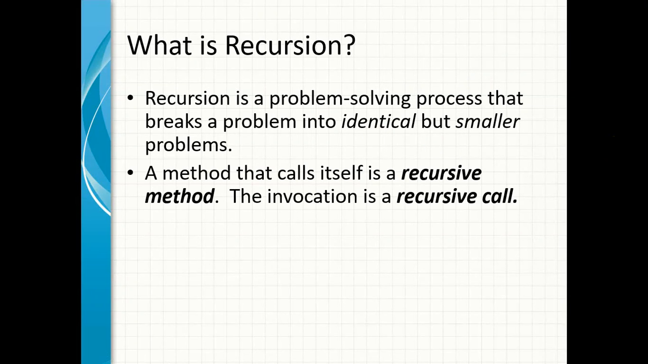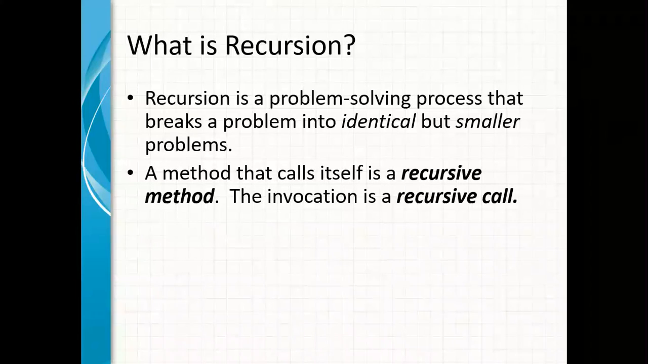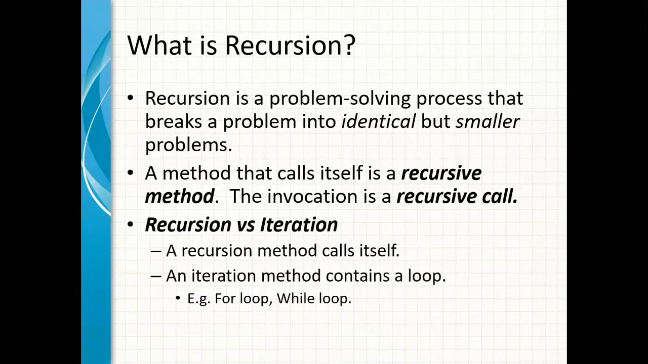A method that calls itself is a recursive method, and the invocation is a recursive call. So there are two terms you need to distinguish. One is recursion, and another one is iteration. Recursion methods call itself. The name is the same.